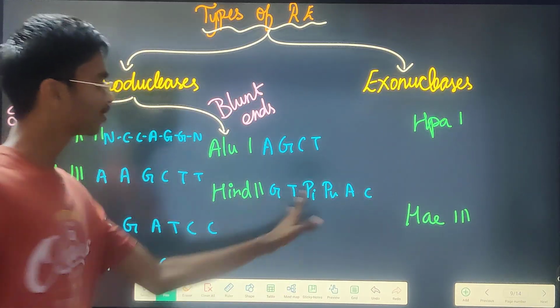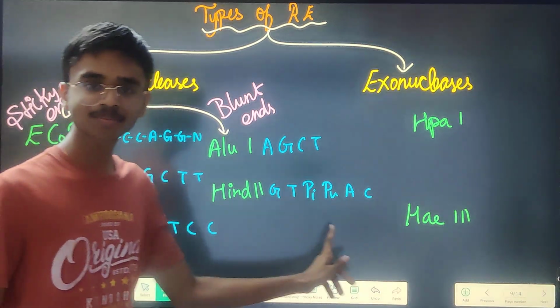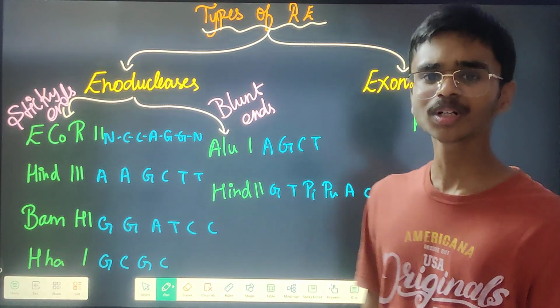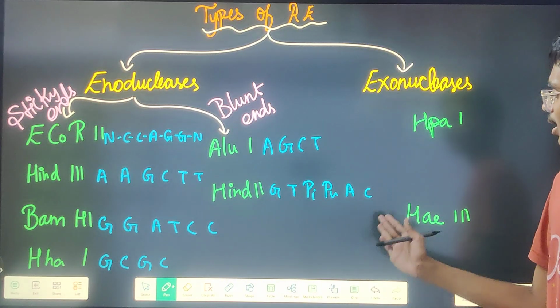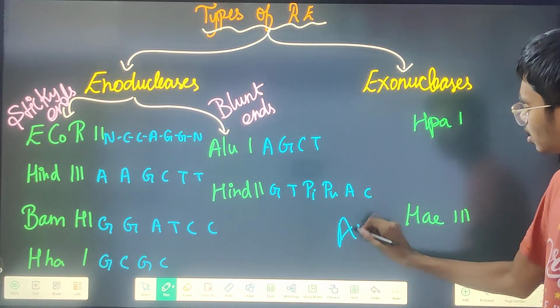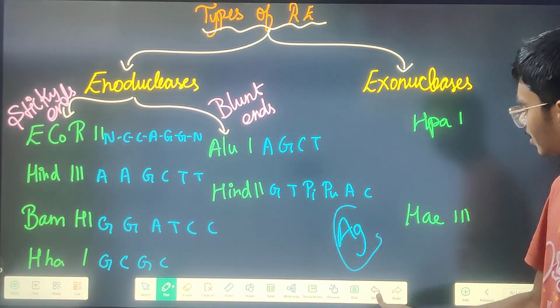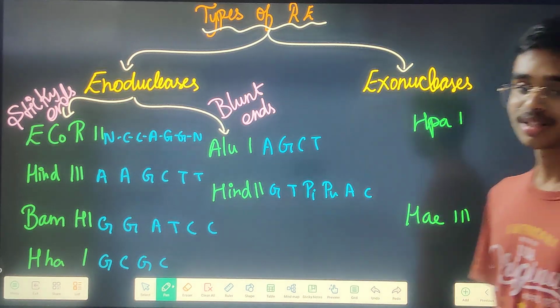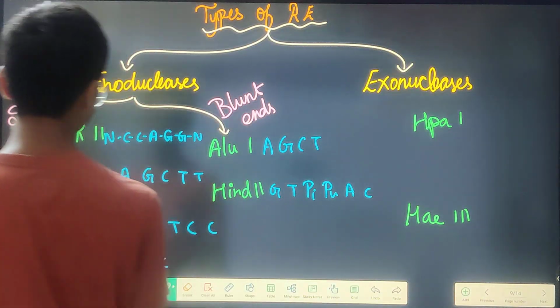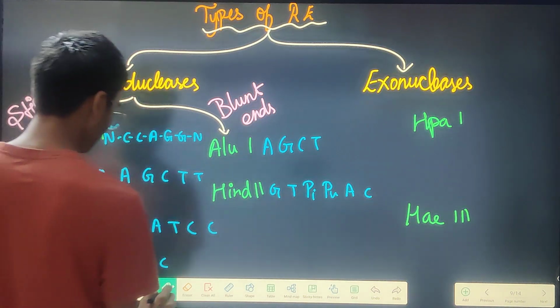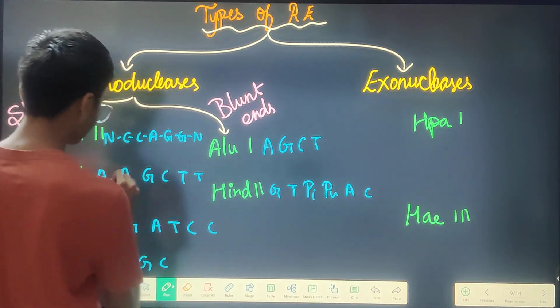So what is this Pi and what is this Pu? Pi is pyrimidine, Pu is purine. Pyrimidine, purine, we all have studied that, right? Purine is where we will be having A and G. Pyrimidine is where we will be having the rest of the 3. Our heroes of biomolecular basis of biology. So then what about the remaining things?